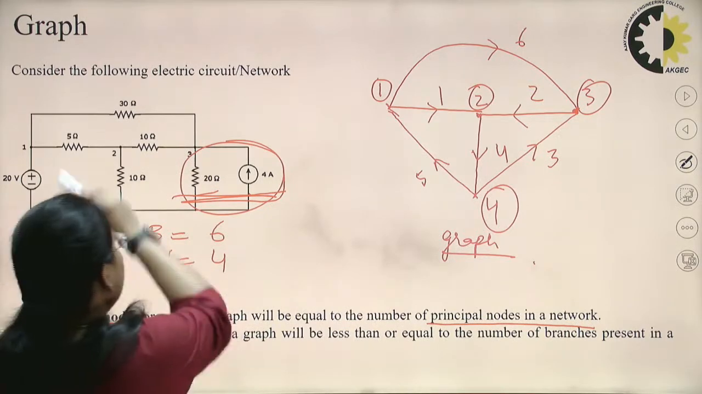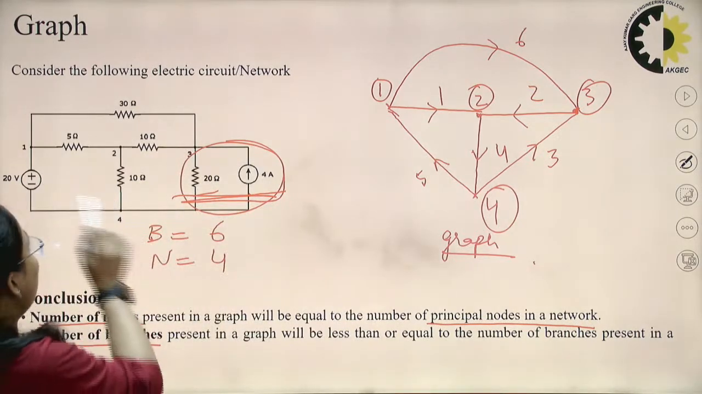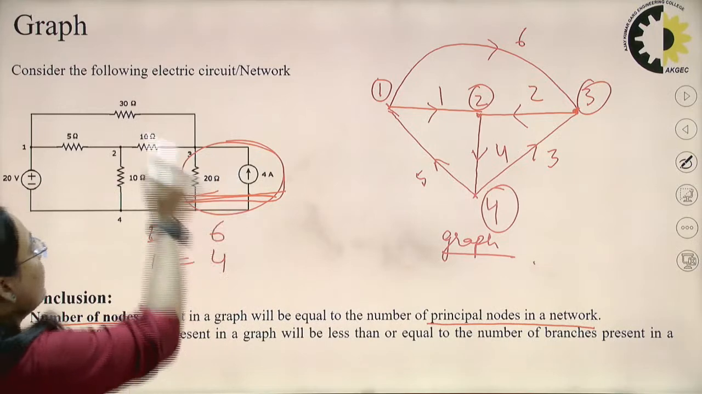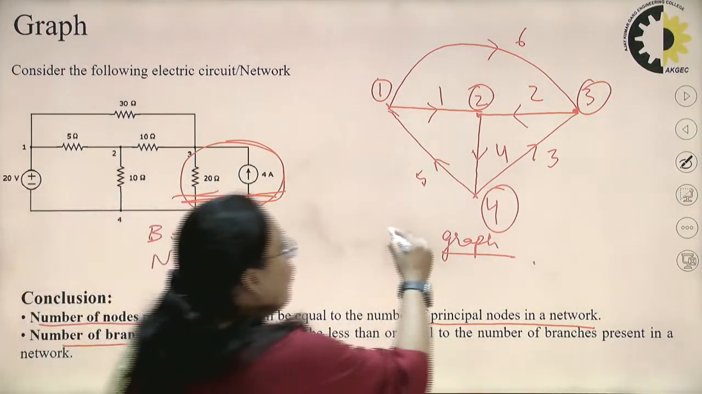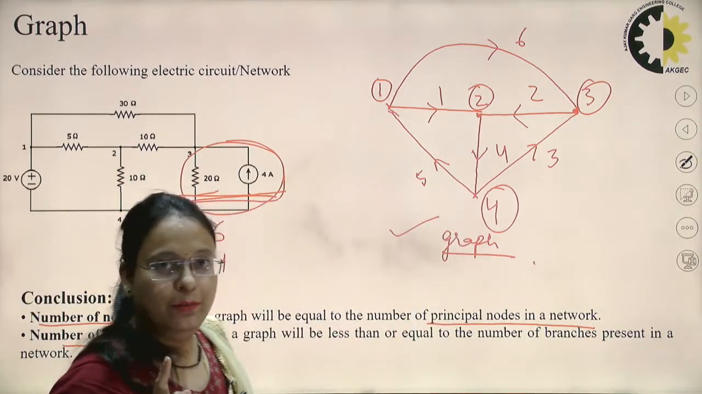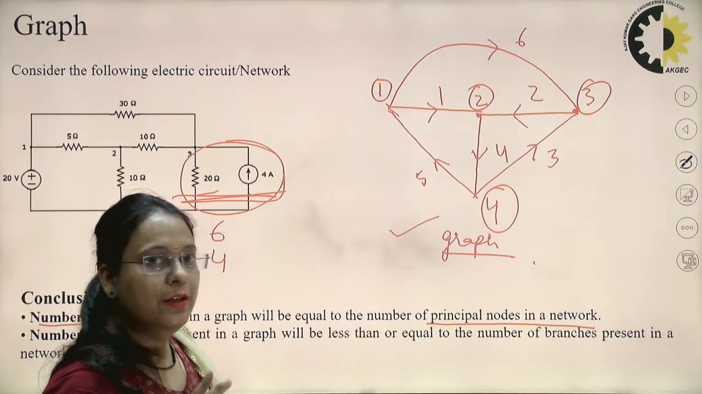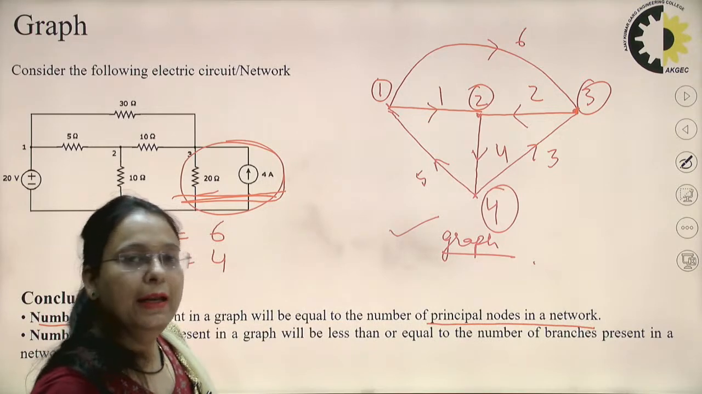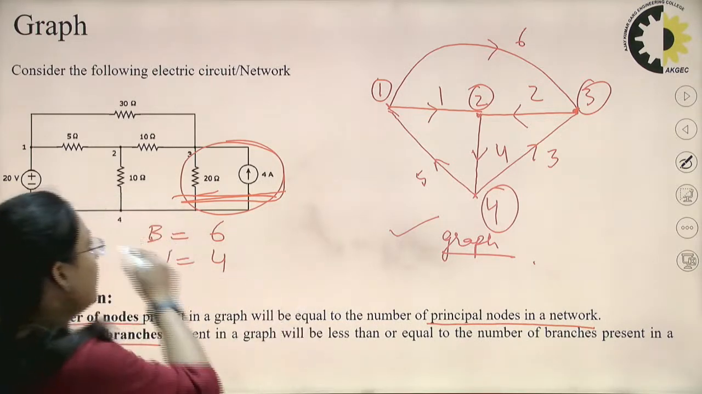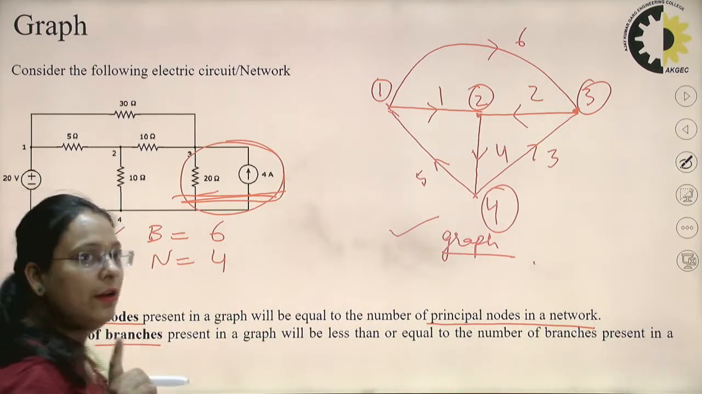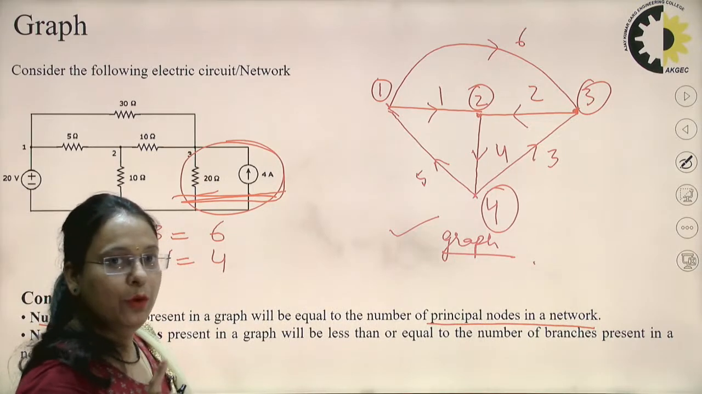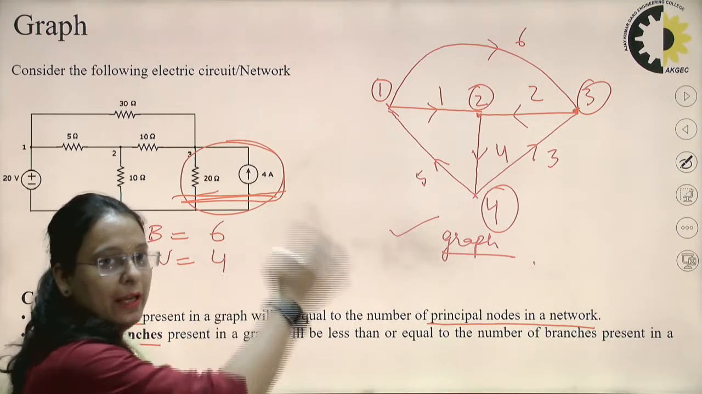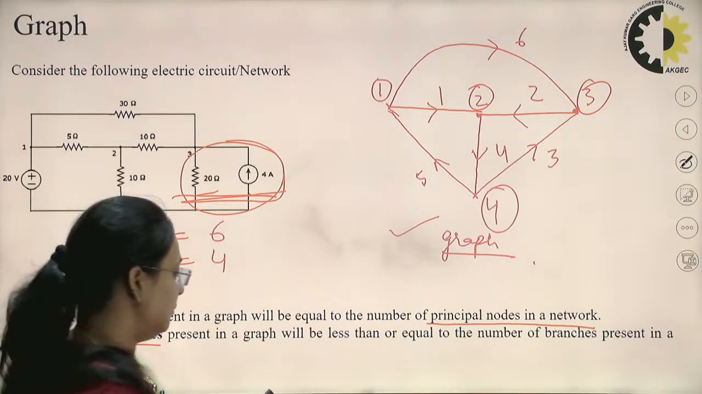So you can see here in this circuit there are a total of 7 branches: 1, 2, 3, 4, 5, 6, 7. But in the graph that I have drawn here, it has 6 branches. So the number of branches will be either equal or less than the number of branches in the given network. But the number of nodes will always be equal in both the network as well as in the graph.